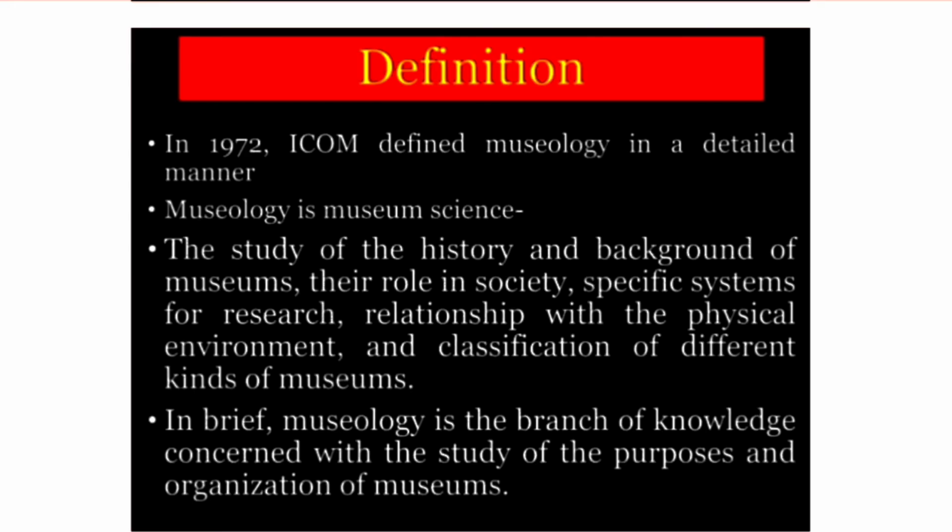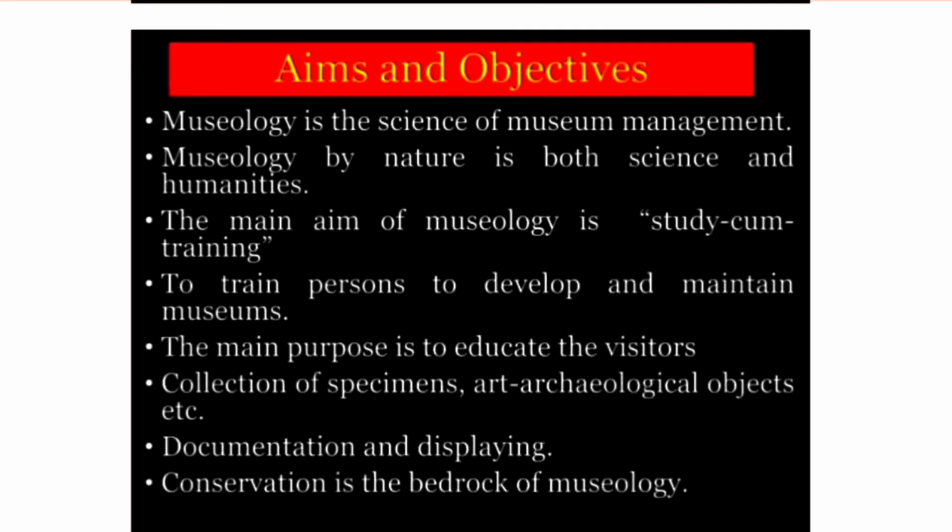So in brief, अगर आपको museology को define करना हो, so you can define that museology is the branch of knowledge concerned with the study of the purposes and organization of the museum. Aims and objectives of museology. So museology is the science of museum management. It basically deals with museum management and its study. So museology by nature is both science and humanities.